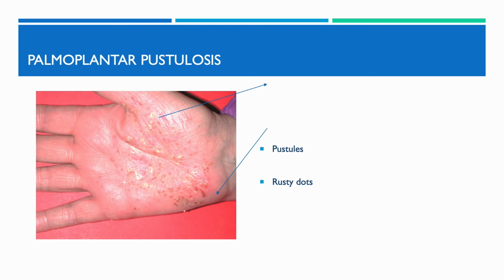Finally, another relatively common cause of localized pustular disease, palmoplantar pustulosis or palmoplantar pustular psoriasis. So this tends to affect the palms and soles, may be asymmetrical, may be symmetrical. The skin on the palms and soles is often slightly scaly, and if you look carefully, you can see that pustules have developed within them. Where these pustules rupture, they often leave these characteristic rusty dots. So pustules, rusty dots on the palms and soles. Again, swabs are sterile. This is palmoplantar pustulosis.